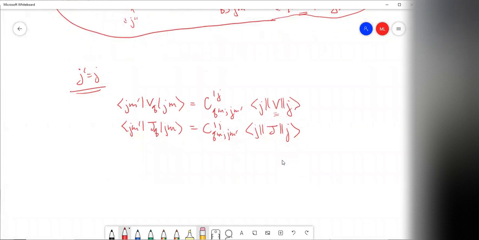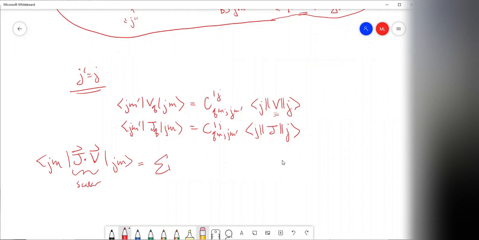So what you can do now, interestingly, is calculate the constant of proportionality by just playing tricks with bras and kets. For instance, looking at J dotted into V, right? This is a scalar. So if we look at this sandwiched between J M, then we could stick in a completeness relation. First of all, we can expand this in terms of components, the sum over K of J_K V_K. Then we stick in a completeness relation and we get J M, J M prime, V_K, J M. So we just stuck in a completeness relation in the middle and expanded the dot product as the sum of the components.